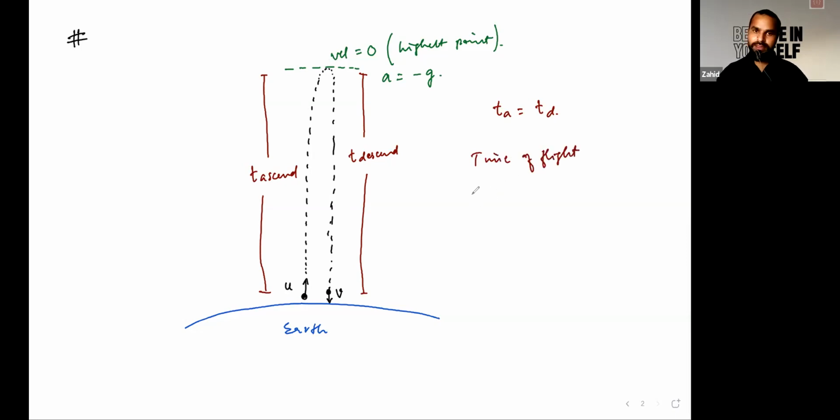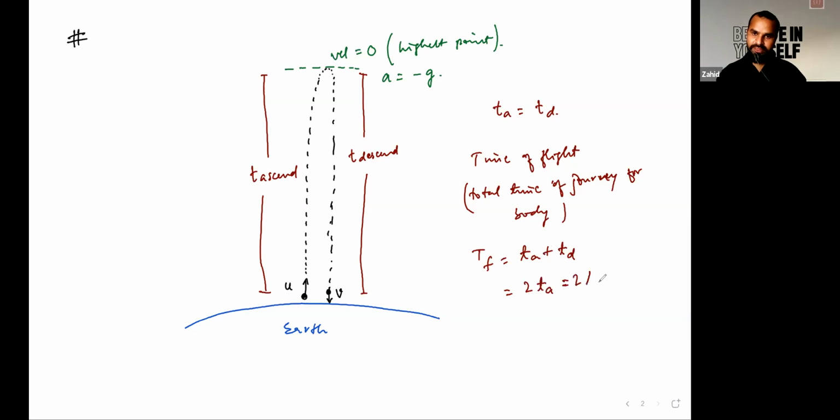Time of flight is the total time of journey for a body. So we can say time of flight is equal to time of ascent plus time of descent. As these two quantities are equal, it will be 2 times time of ascent or 2 times time of descent, which is equal to time of flight.